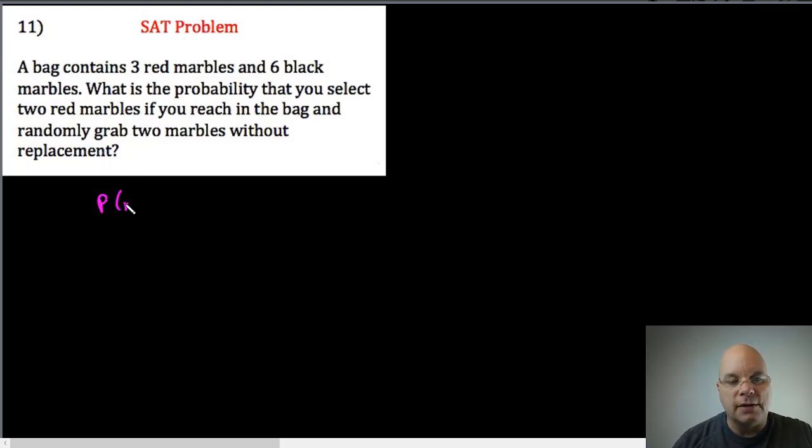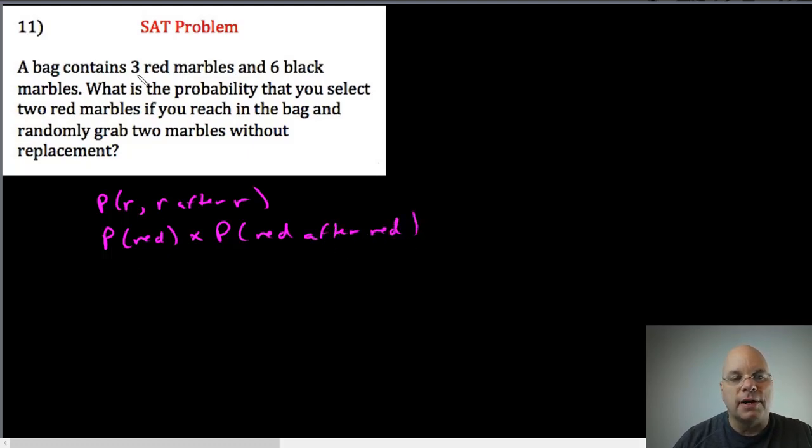So I want probability of red and then red after red. That's equal to the probability of red multiplied by the probability of red after red. The probability of red is pretty straightforward. There are 9 marbles total and 3 of them are red, so that's a 3/9 probability. The probability of selecting a red marble after selecting that first red marble: there were 3 red marbles, now there are 2 red marbles. And there were 9 total marbles, now there are 8 total marbles. This 3/9 simplifies to a third, 2/8 simplifies to a fourth, and so our product and our probability is 1/12.